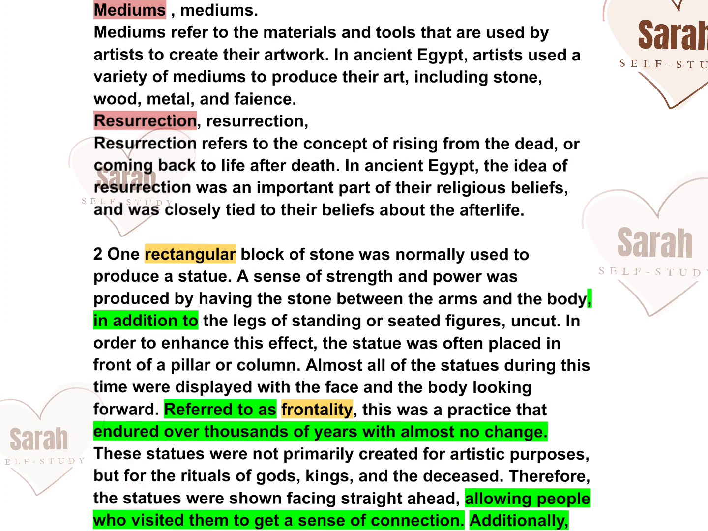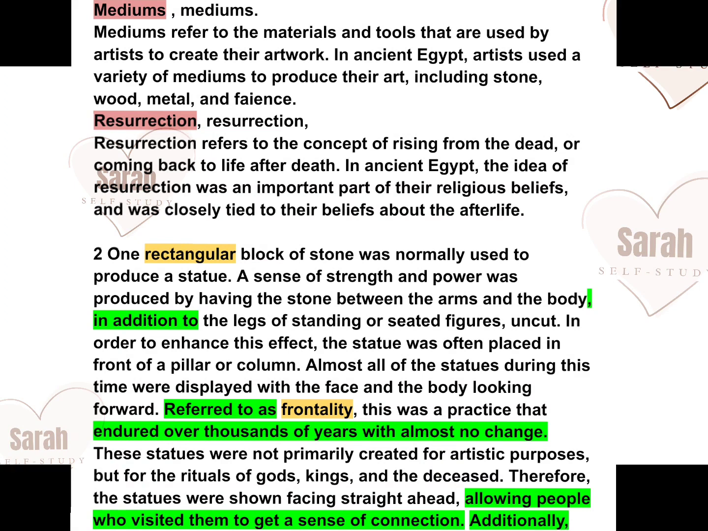One rectangular block of stone was normally used to produce a statue. A sense of strength and power was produced by having the stone between the arms and the body, in addition to the legs of standing or seated figures, uncut. In order to enhance this effect, the statue was often placed in front of a pillar or column. Almost all of the statues during this time were displayed with the face and the body looking forward.